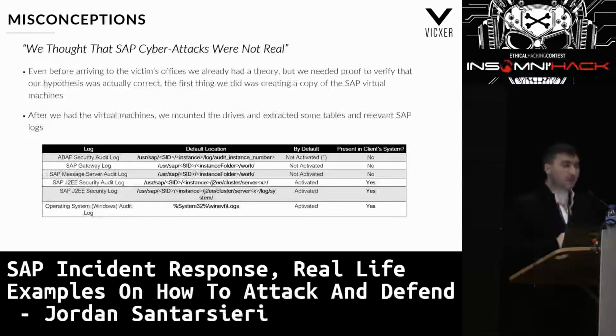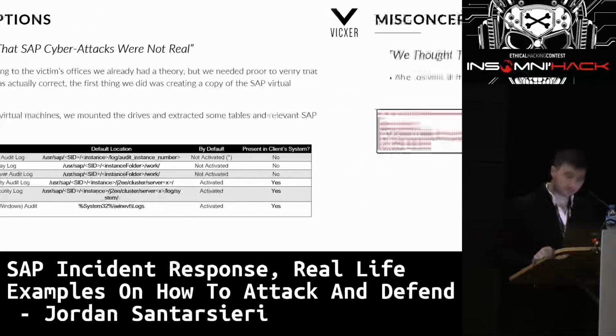Security audit log. It was not there. Nothing. Empty. Gateway log, absolutely empty. As it doesn't come by default, there was nothing there. Message server log, no, nothing. We only have the Java logs, again, because they come by default, and we were lucky that the Windows events were actually there. So we had to work with that. Again, very far from an ideal scenario, but it's what we got.